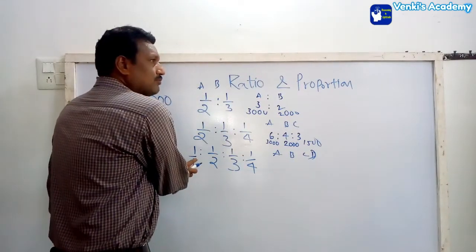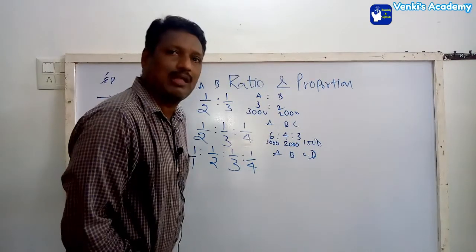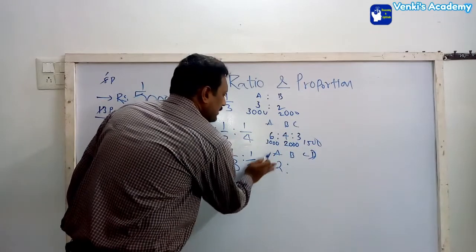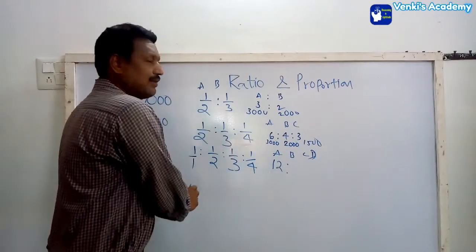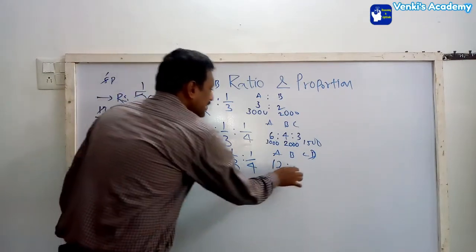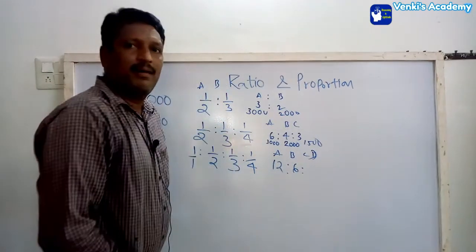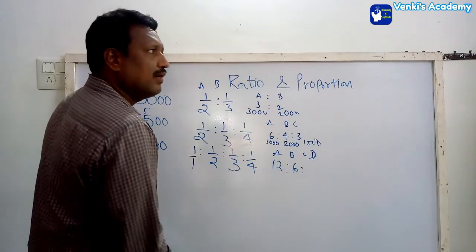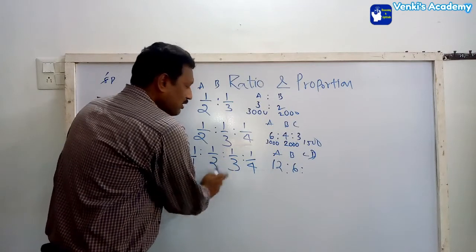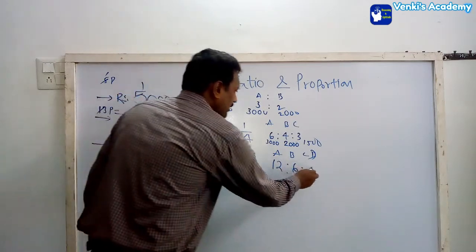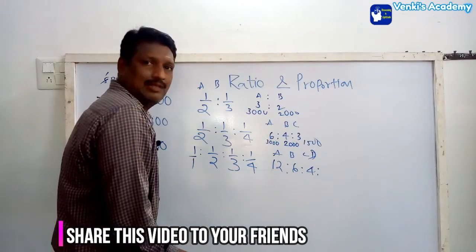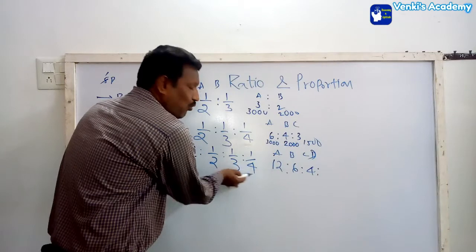So 12 divides by 1 means 12 times. 12 into 1 is 12. So A's share is 12 parts. Similarly, the LCM is 12. 12 divides by 2 means 6 times. 6 into 1 means 6. So we got B's share also. Again, the LCM is 12. 12 divides by 3 means 4 times. 4 into 1 is 4. Here we have to find the C part also. The LCM is 12. 12 divides by 4, 3 times.